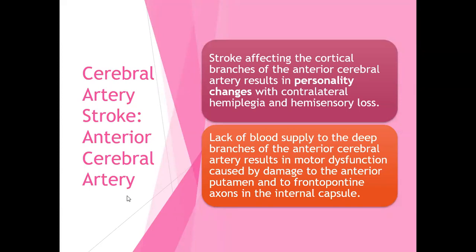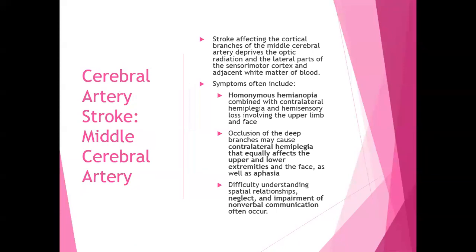So personality changes are the determining symptom of an anterior cerebral artery stroke, or the distinguishing symptom. So you could have the hemiplegia and hemisensory loss in any stroke, and you can have motor dysfunction in any stroke, but those personality changes, that is the distinguishing symptom of an anterior cerebral artery stroke.